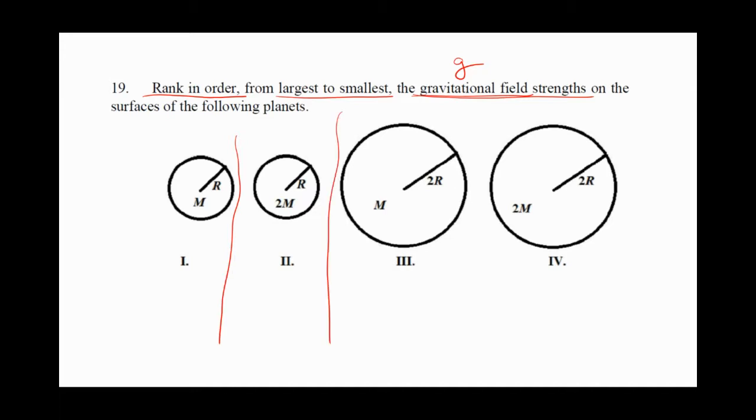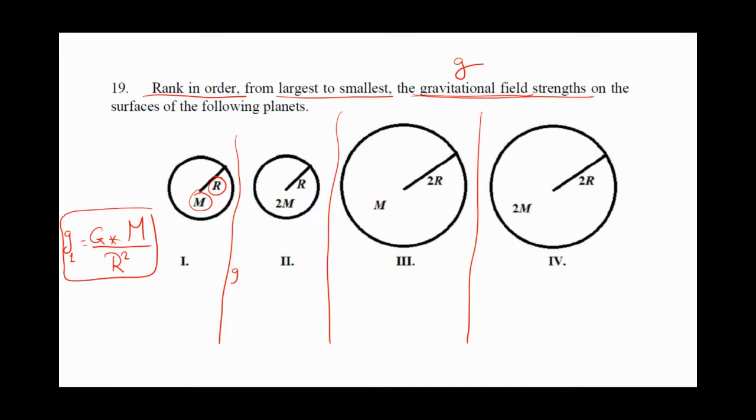I will divide them and try to find G for each one. So G1 equals the constant times the mass, which is M, divided by the radius, which is R, squared. So this is the formula for the first one.